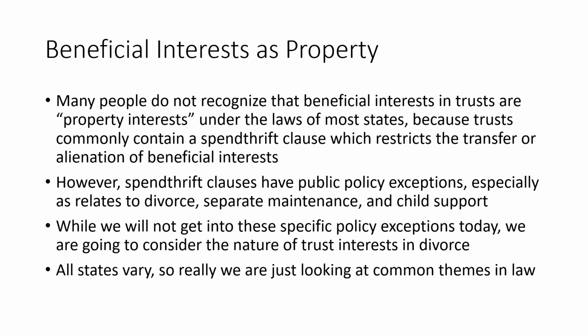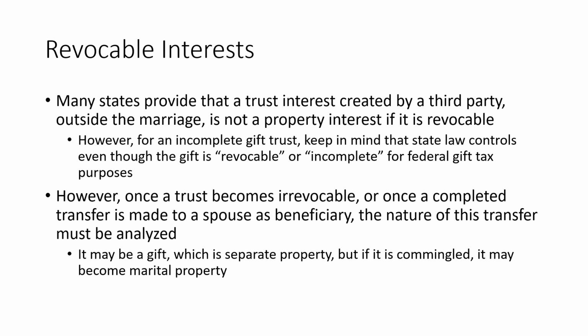So we're going to consider the nature of these trust interests in divorce, looking at a few common themes, but as I mentioned, we're looking at the common themes and not necessarily how every single state treats trusts. We're really looking to the top of the bell curve here because states are going to vary. As a starting point, I want to dive into revocable interests. It might be the case that a parent or somebody has created a revocable trust that includes a child as a beneficiary, and now the child as an adult is getting divorced. So how is that treated?